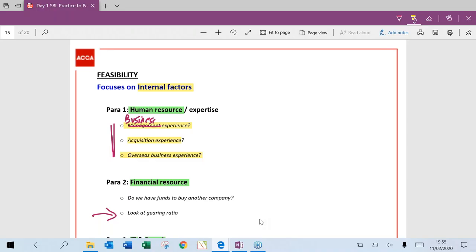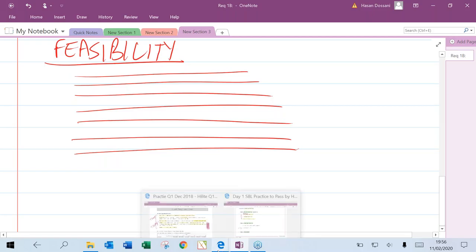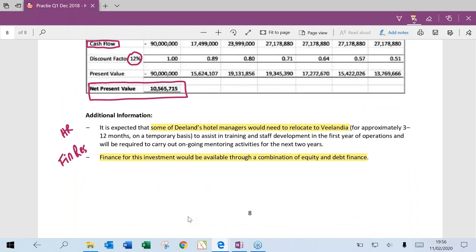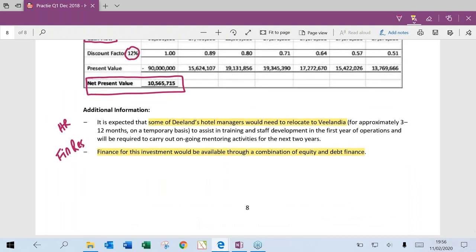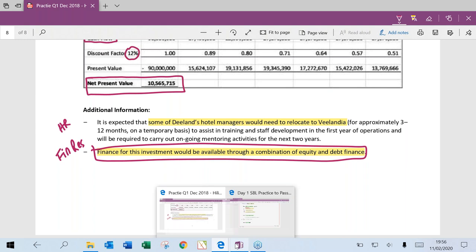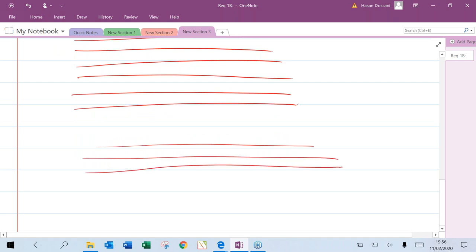Then we look at financial resource. Under financial resource, we need to say whether we have the funds to finance the deal. I read somewhere in the fact sheet, under financial resources: finance for this investment would be available through a combination of equity and debt financing. Just mention this information as paragraph number two, that we do have the funds to finance this acquisition through a combination of equity and debt financing.